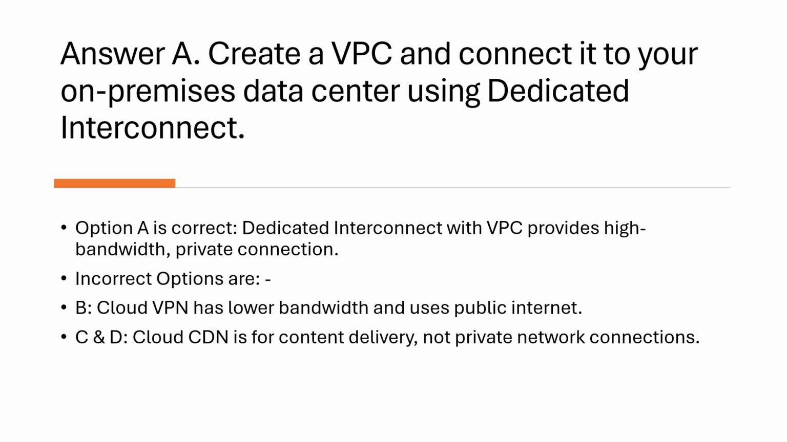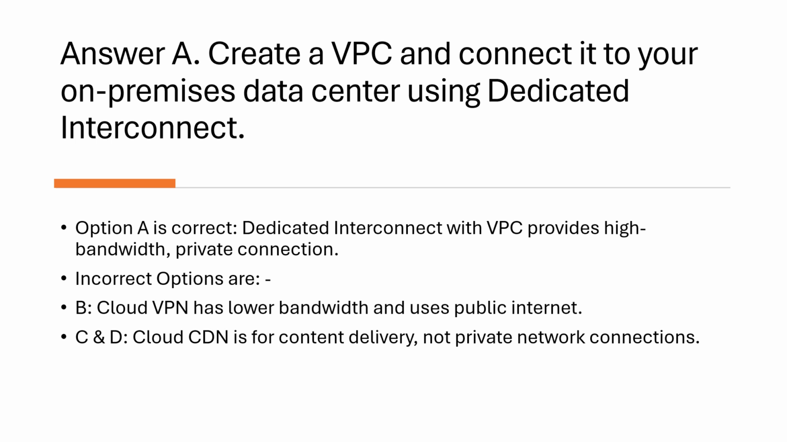Create a VPC and connect it to your on-premises data center using dedicated interconnect. Dedicated interconnect is Google Cloud's solution for establishing direct, high-speed connections, designed for bandwidth-intensive scenarios, offering up to 100 Gbps per connection, easily meeting our 20 Gbps requirement. A VPC, or Virtual Private Cloud, is the foundational network for your Google Cloud resources, so it's essential for this setup.